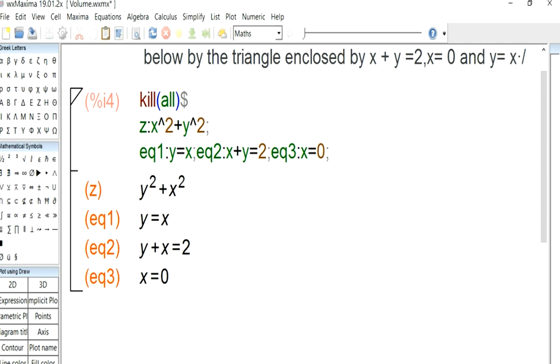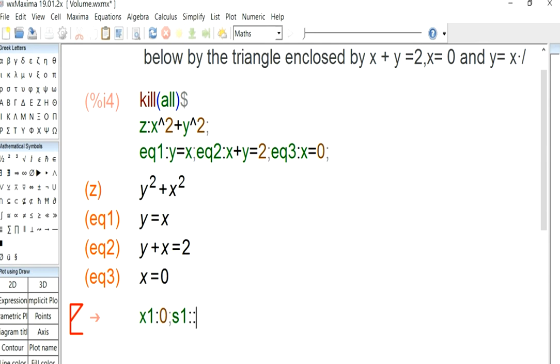Next we write x1 equal to 0. That is the lower limit of x for the integration. To find the volume we have to double integrate with respect to x and y both. So here x1 colon 0, put a semicolon because the outcome is needed.